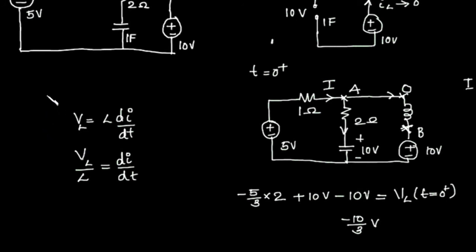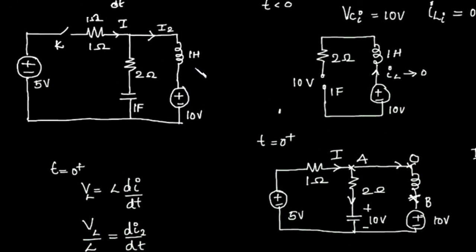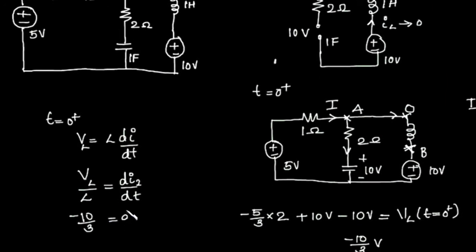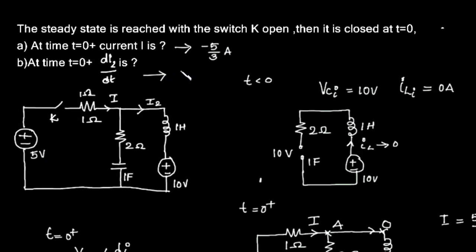This is for t equal to 0 plus. Now we have to find out what is di2 by dt. We have found out what is VL, that is minus 10 by 3, divided by the inductance, which is 1 Henry. So di2 by dt at t equal to 0 plus is minus 10 by 3. What is the unit? It will be minus 10 by 3 amperes per second. So we have found out the answer for the second part, which is minus 10 by 3 amperes per second.